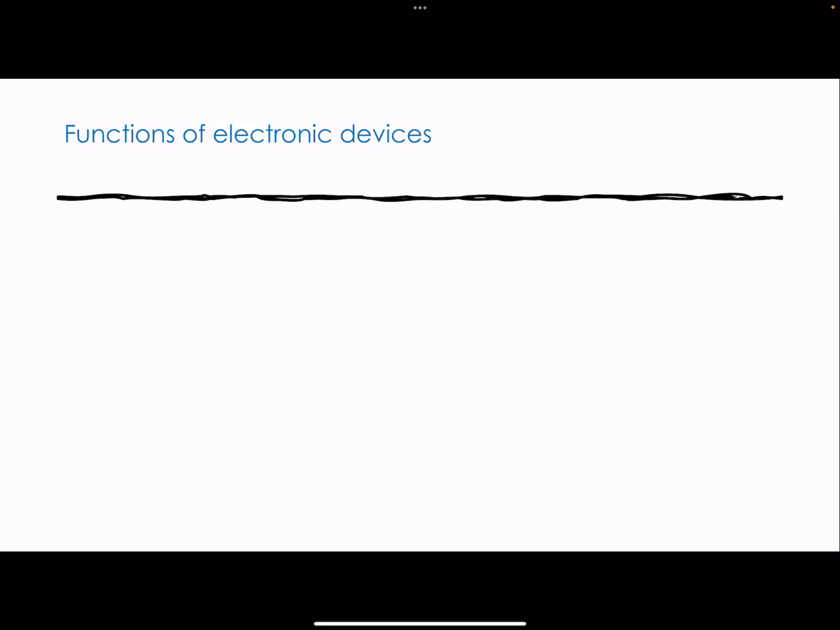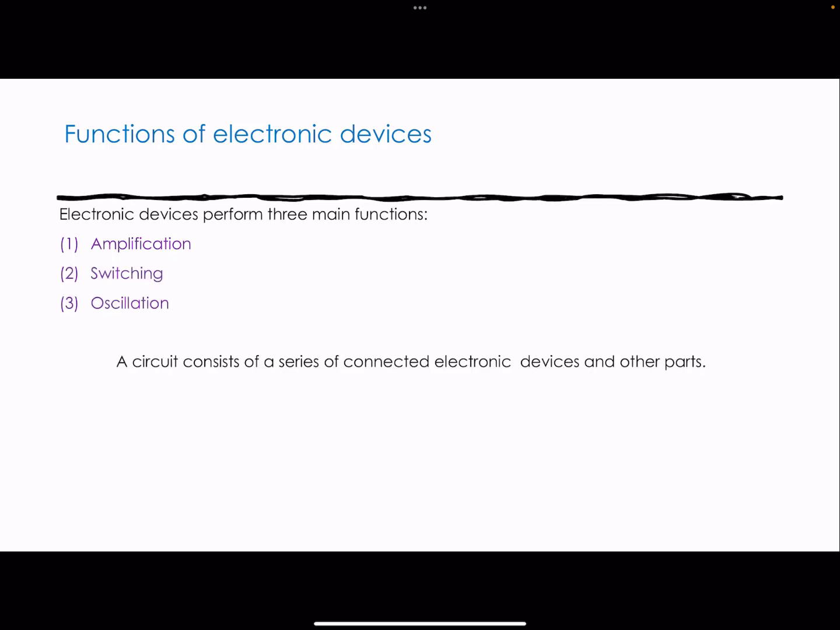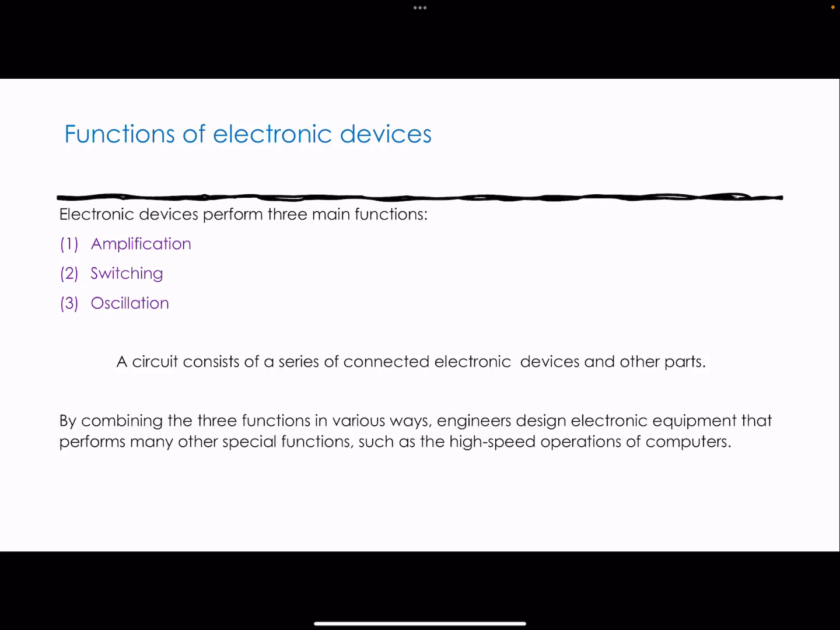Next, let us see what are the functions of the electronic devices. The electronic devices perform three main functions. The first one is the amplification, the second one is the switching, and the third one is the oscillation. So a circuit consists of a series of these connected electronic devices and the other parts. So by combining these three functions in various ways, the engineers design the electronic equipment that performs many other special functions such as the high-speed operations of the computers.